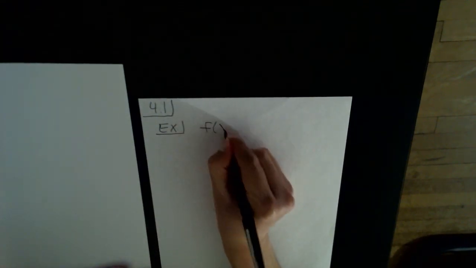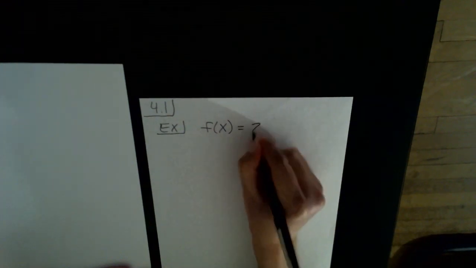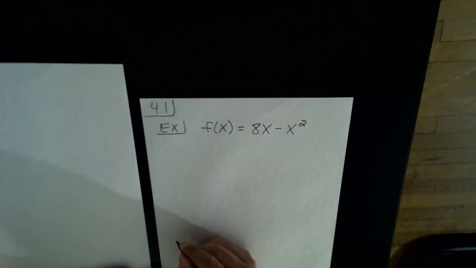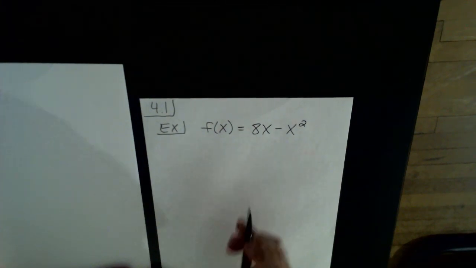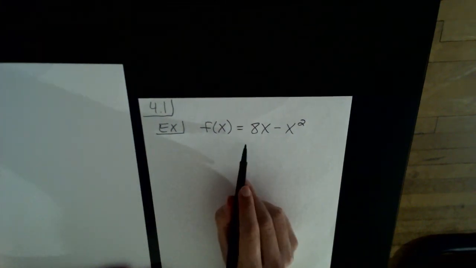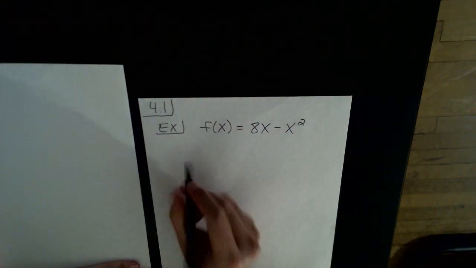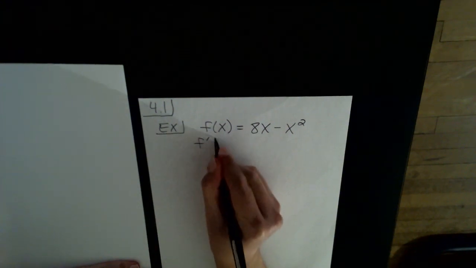For this example, we have f of x equals 8x minus x squared. And we want to find where this function is increasing and decreasing. So remember, our first step was to find f prime of x.